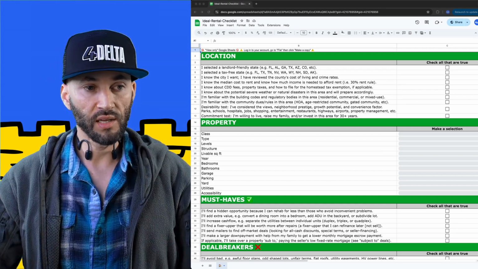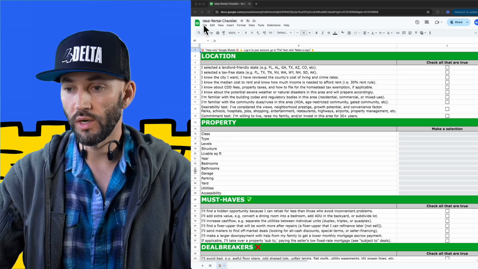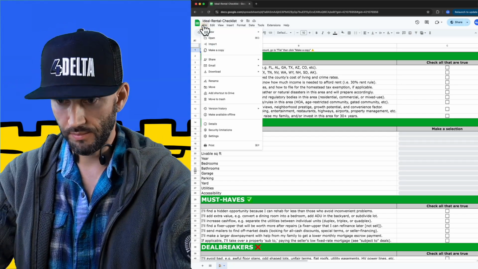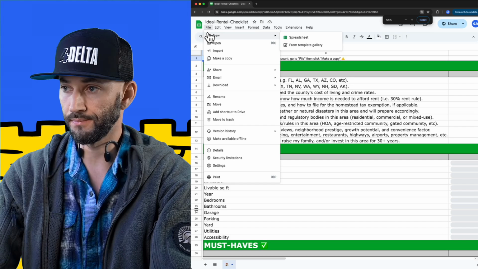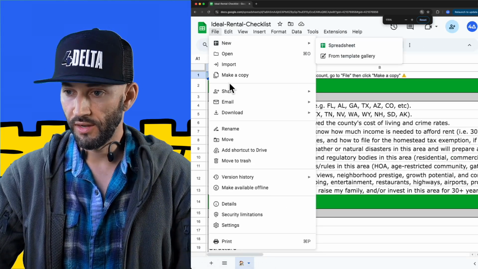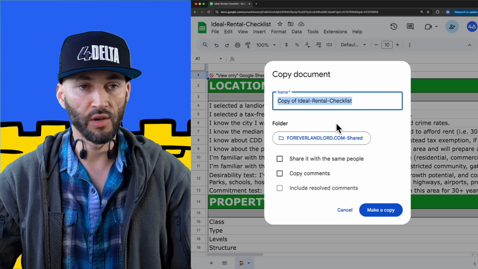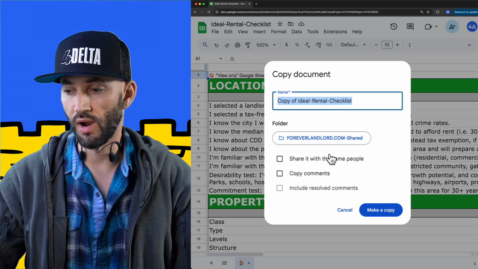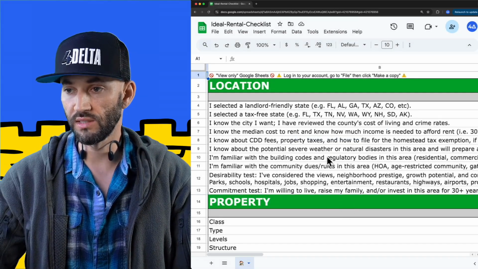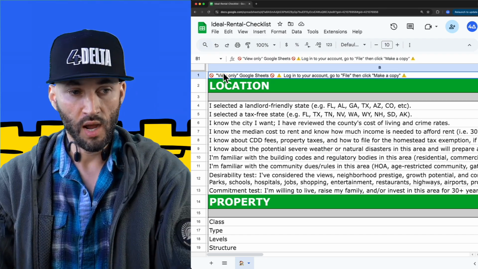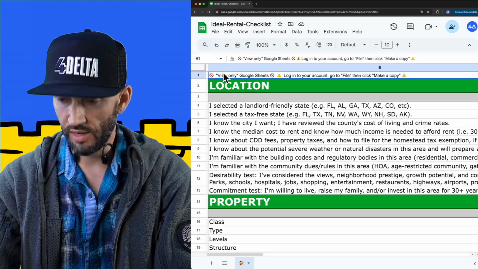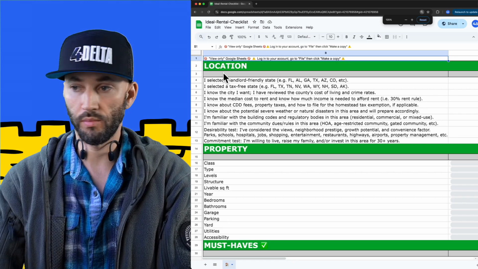So basically, when you open this up, the first thing you're going to want to do is go to file, and let me see if I can zoom in here. And then you're going to go down to make a copy, and then you'll just save yourself a copy, and you can put it in your drive and name it whatever you want. But this is a template right here, so I'm not going to do that right now. Let me back this up a little bit.